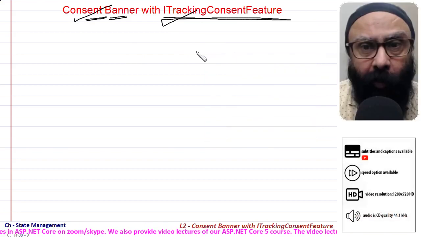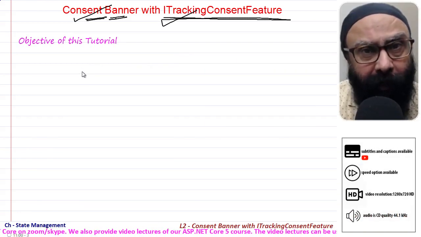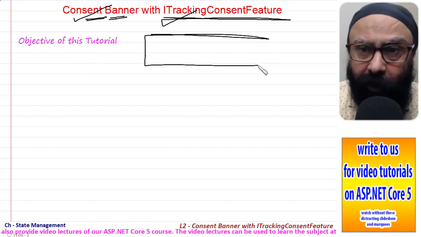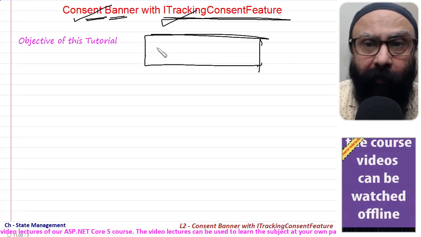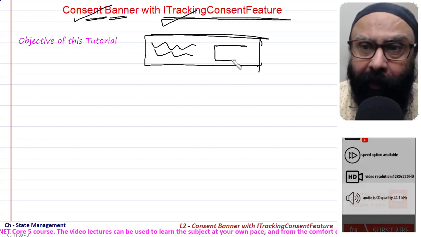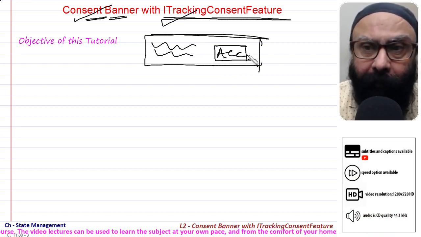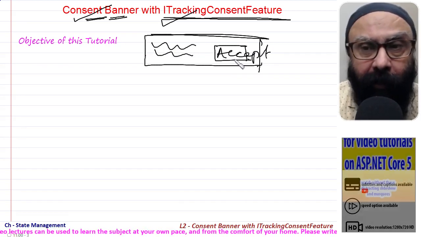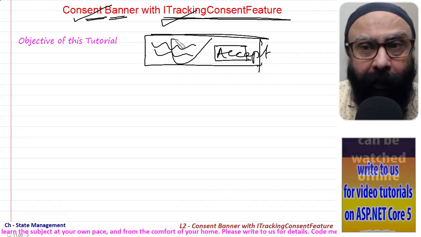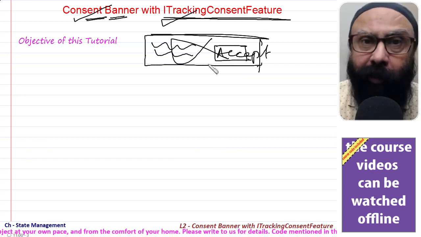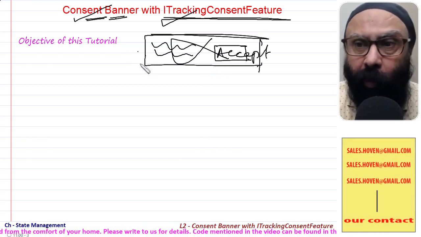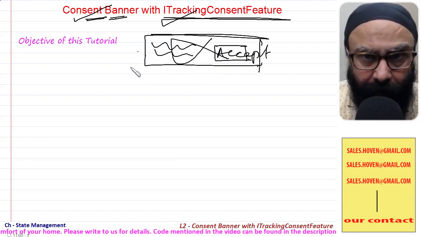So what is the objective of this tutorial? First of all, let me explain. The objective is when the user opens your page, then at the top there will be a consent banner with some message, and an OK button or accept button. When the user clicks this accept button, the acceptance will be recorded and this banner will disappear. When the user comes the next time, this banner will not appear because he has already given his consent.